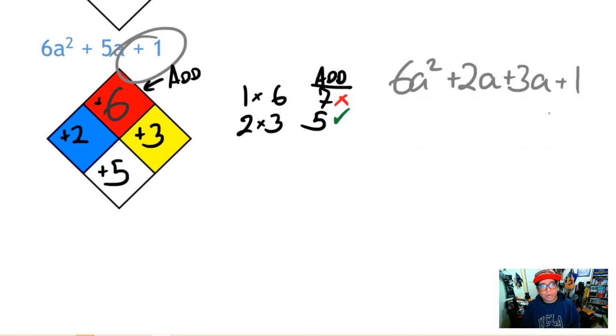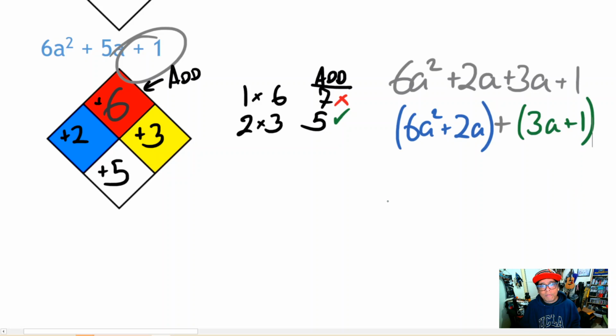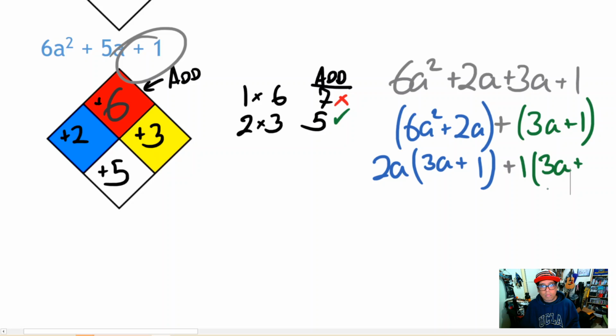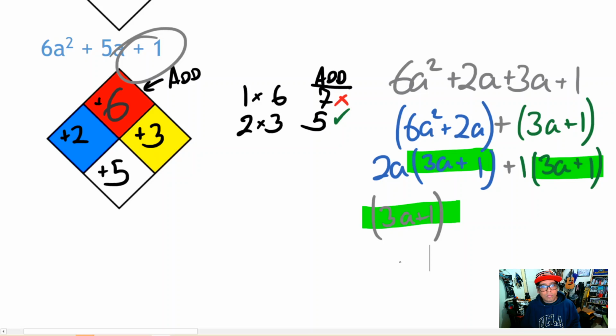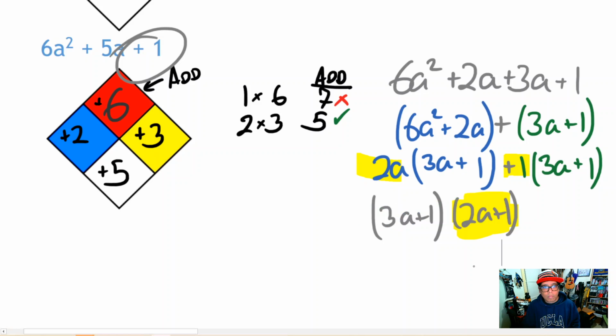Next, we create our factoring groups. We'll factor the blue factoring group. And then we'll factor the green factoring group. And now that I have my blue and green factoring groups, I'm going to make a quick check that they match. Yeah, 3a plus 1. And the parts that were factored out are 2a plus 1. And that pretty much does it with this problem.